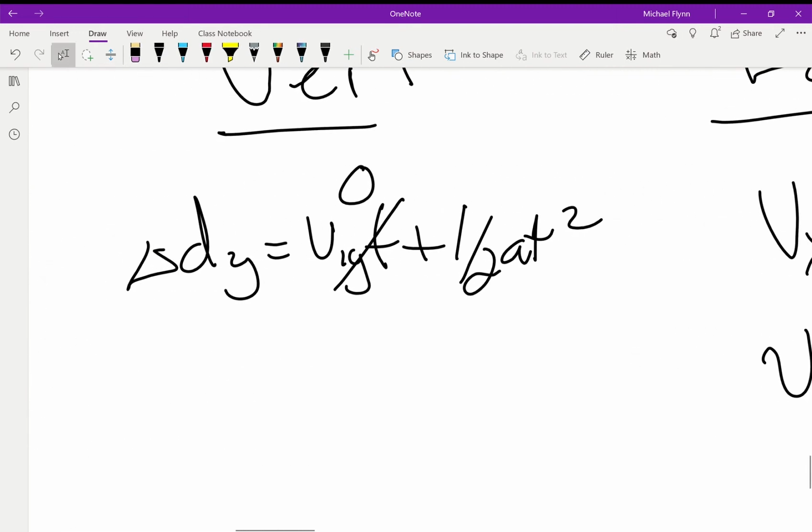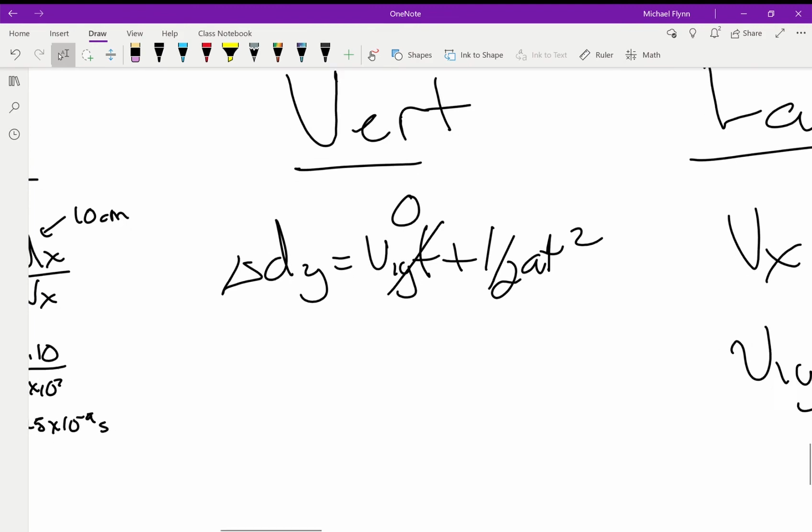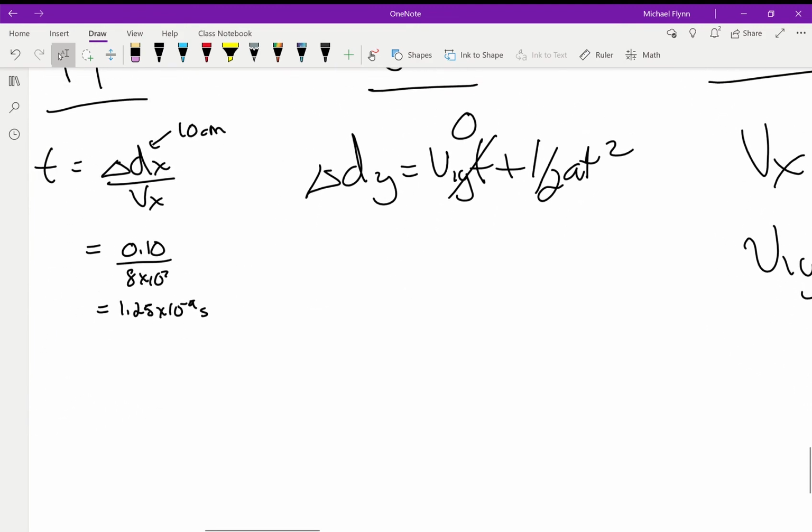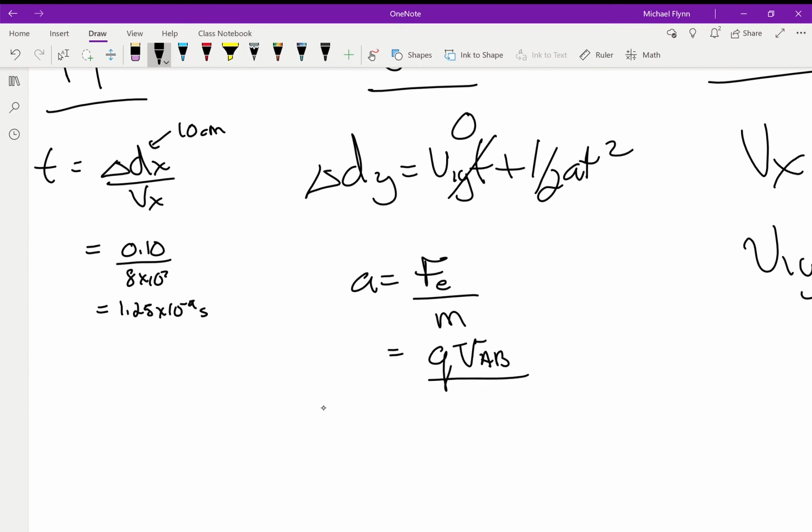How do we find our acceleration? Well, this goes back to the lesson we did yesterday. To find a, we're going to use Newton's second law. So it's equal to the net force, which is the electric force, divided by m. So F equals ma, right? Now, what's the electric force? Well, in parallel plates, the electric force is Q VAB over DAB. Now, this was one of the equations we did the other day, okay?